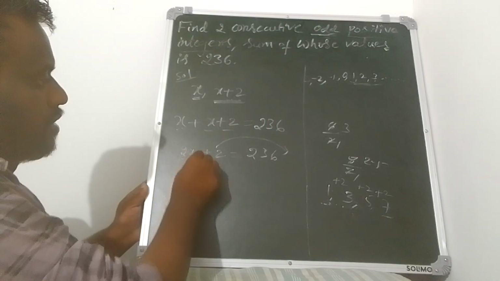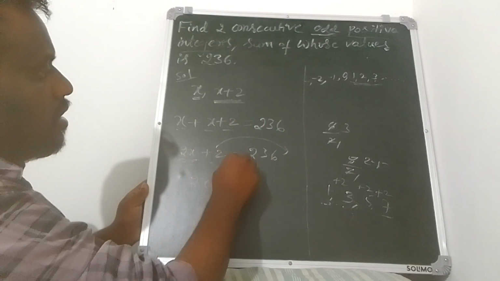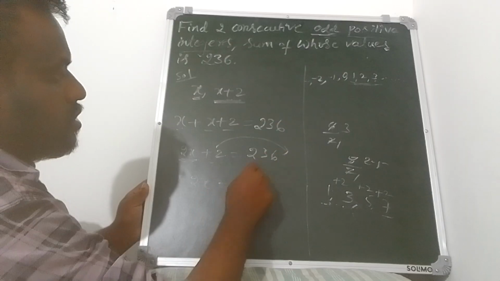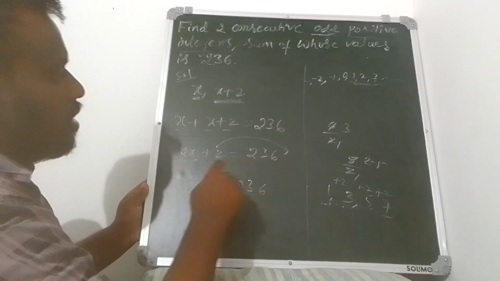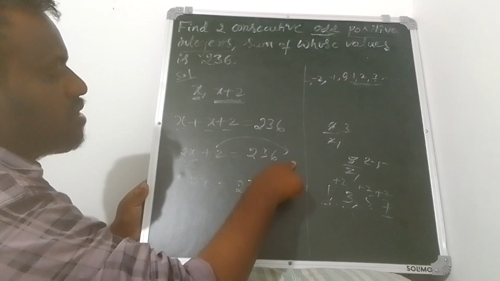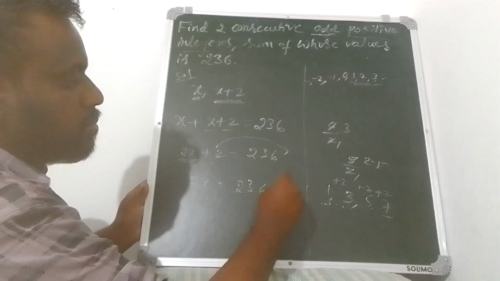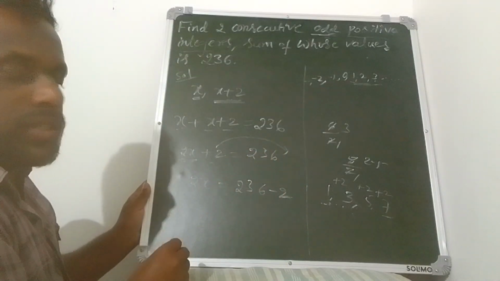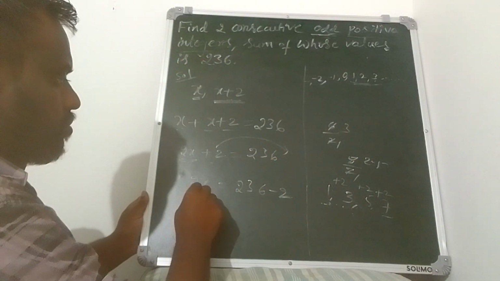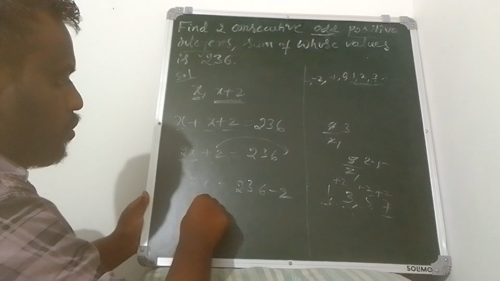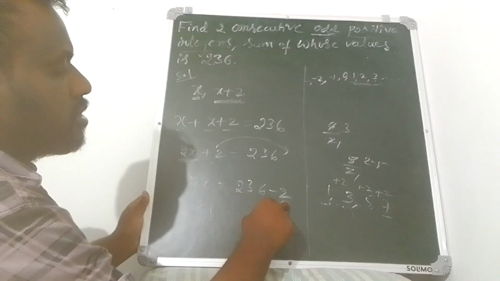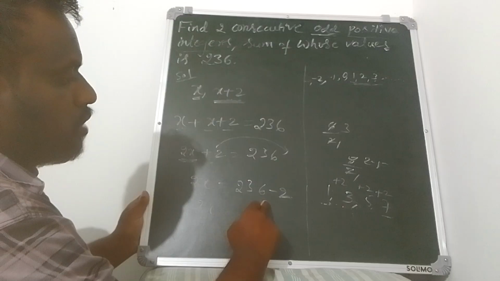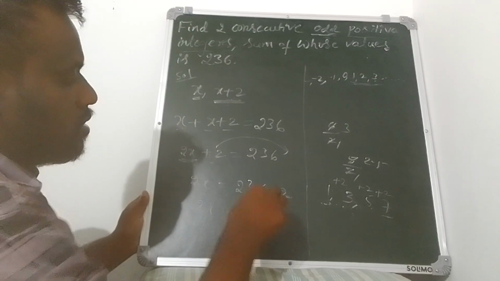In the next step, write the first term, then equal, next is 236. When plus 2 is moved to this side, it becomes minus 2. Now the next step: 2x is equal to 236 minus 2. If you subtract 2 from 236, we get 234.